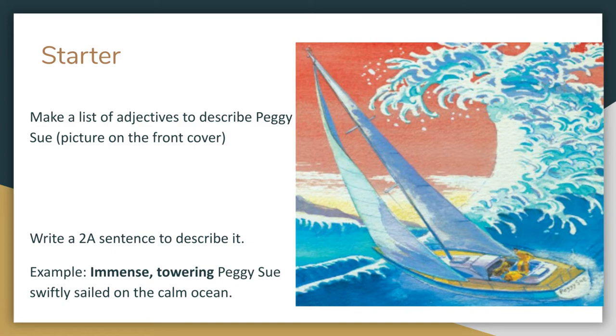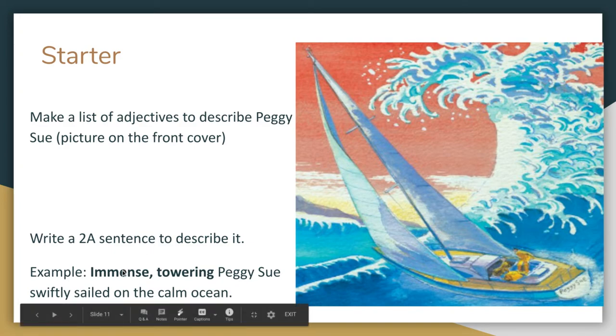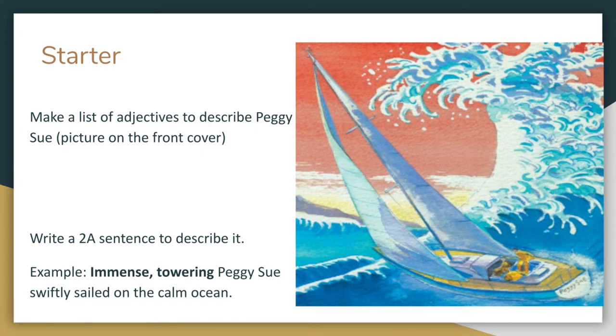So once you've made your list of adjectives, like this example here, you pick 2 with a comma between. Immense, towering, Peggy Sue swiftly sailed on the calm ocean. Pause the video now and do that task.